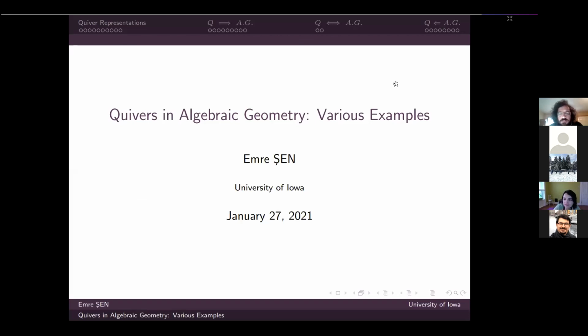I checked the other abstracts and there is a nice geometry going on here. But I just want to give a more expository talk, also involving some of my results. But I just want to give this a general talk. So basically, I want to talk quivers in algebraic geometry, and we will discuss various examples.